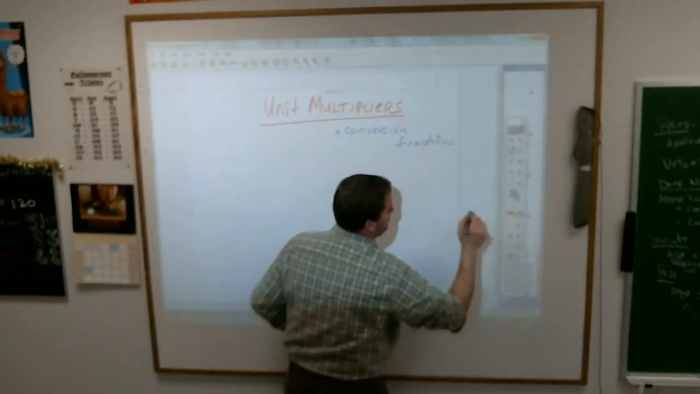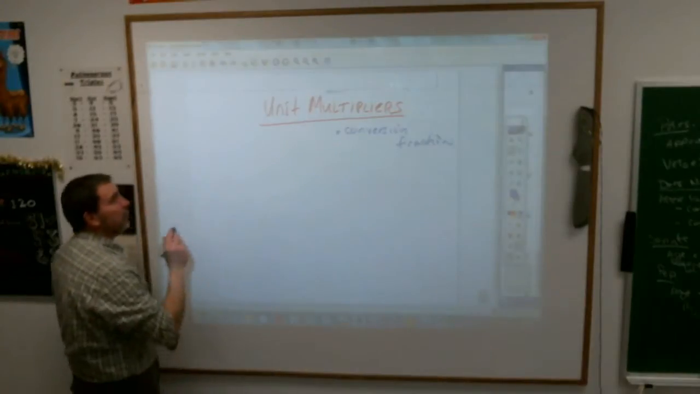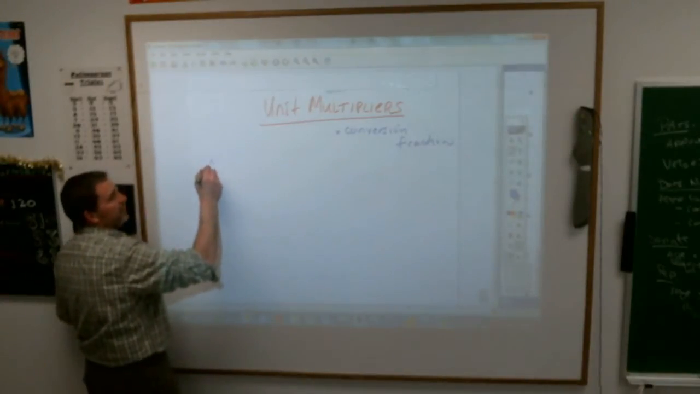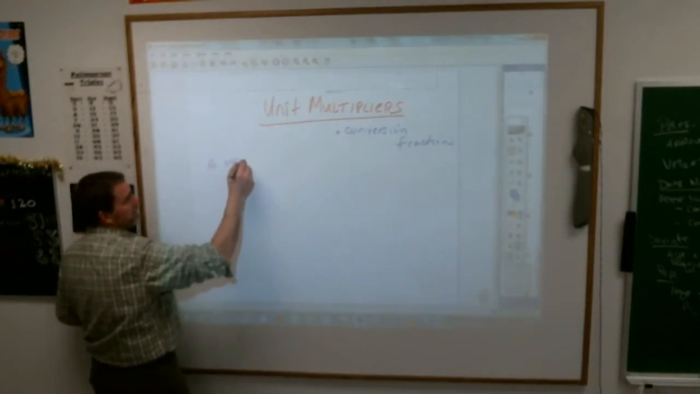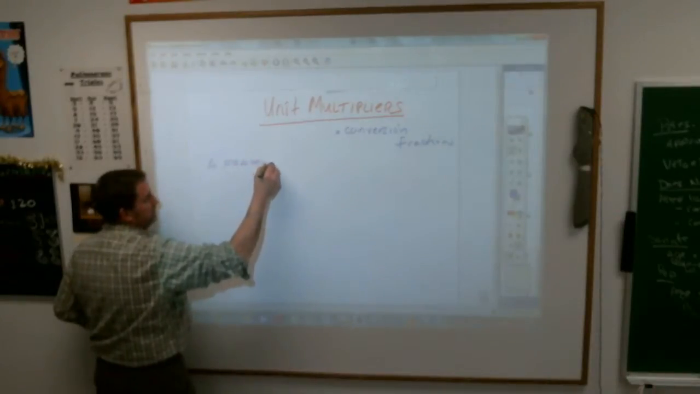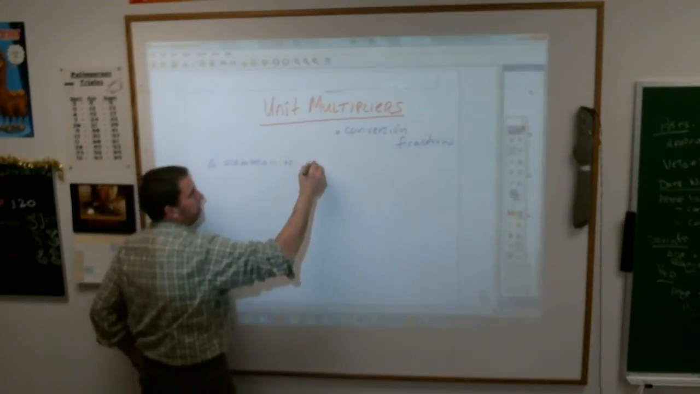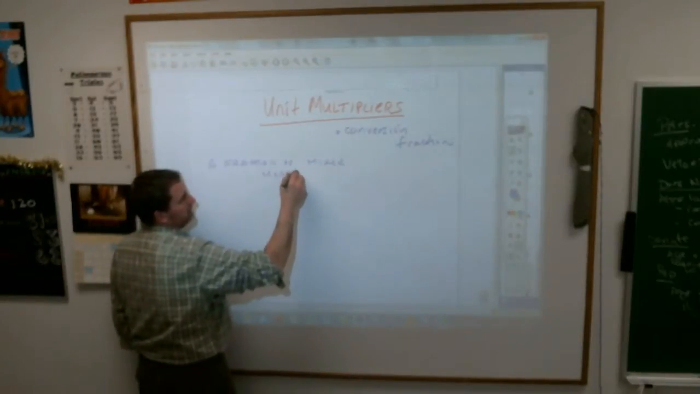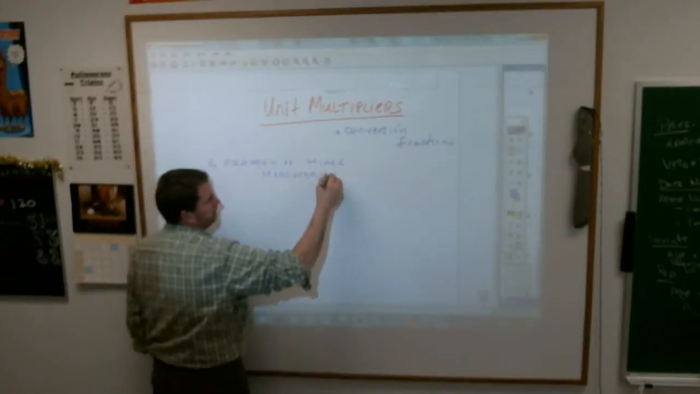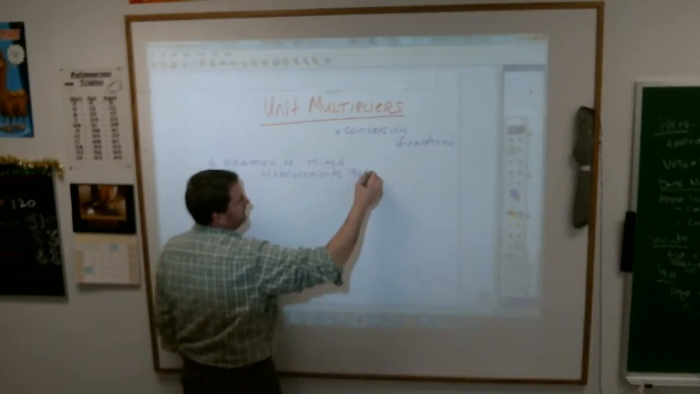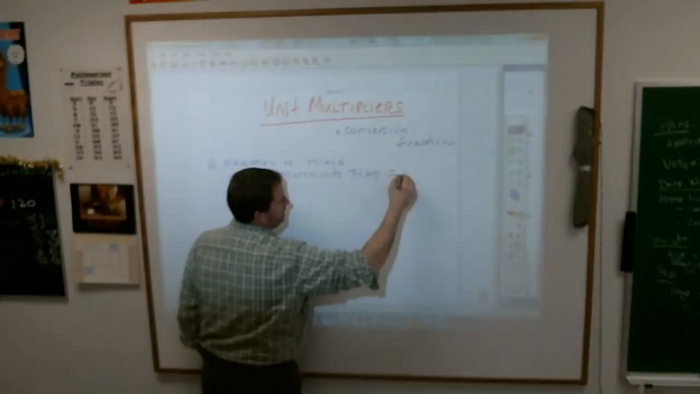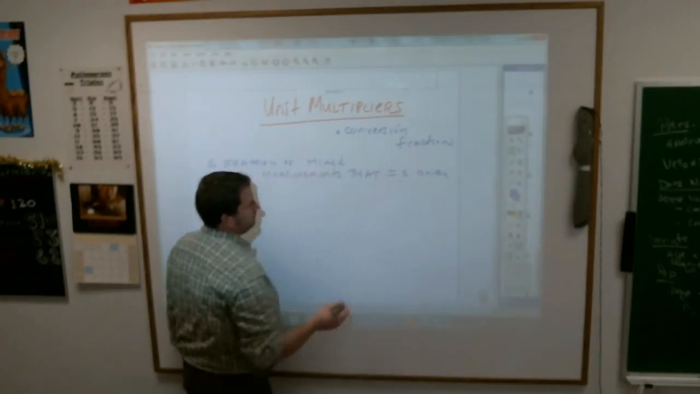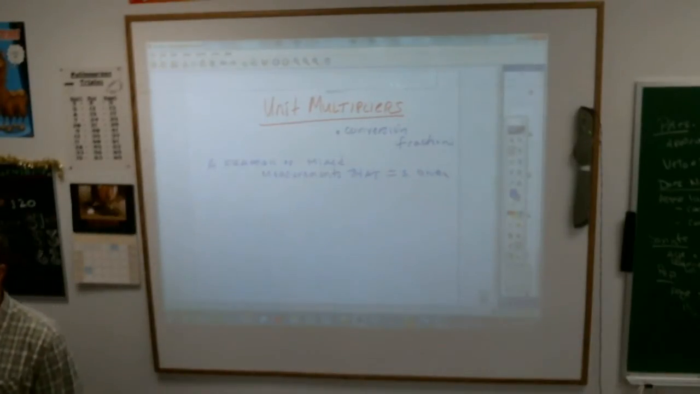But what a unit multiplier is, is nothing more than a fraction of mixed measurements that equals 1. I'm going to let you write that down, because then we've got some interesting topics to discuss here.